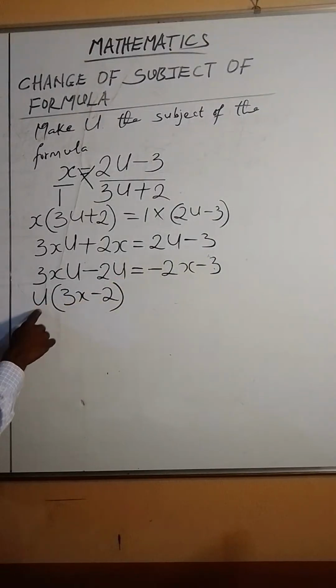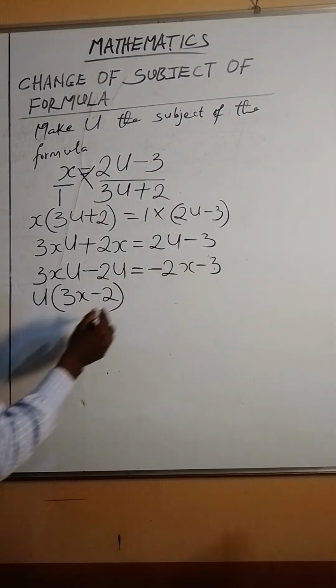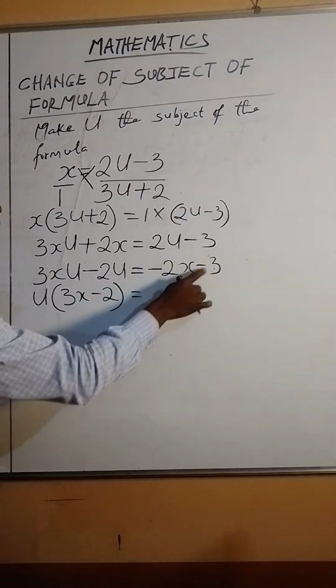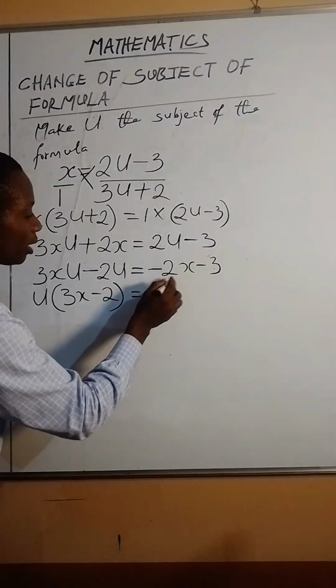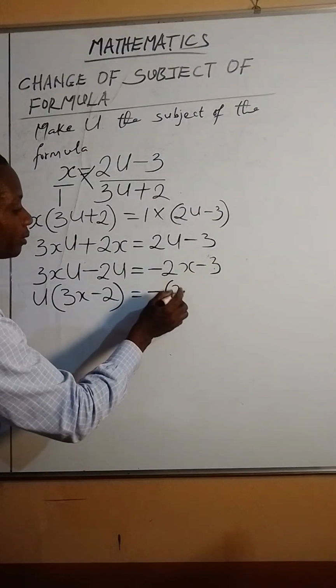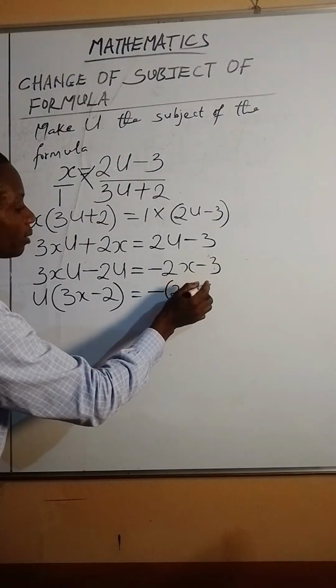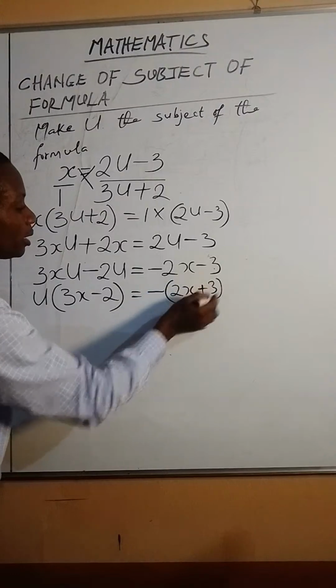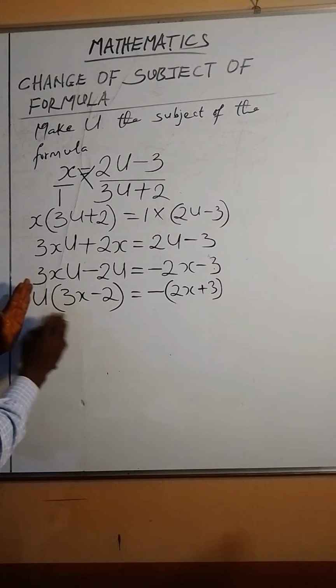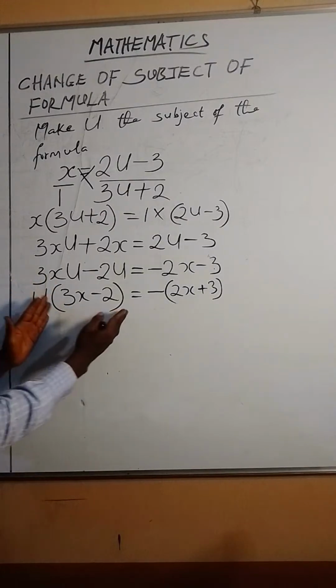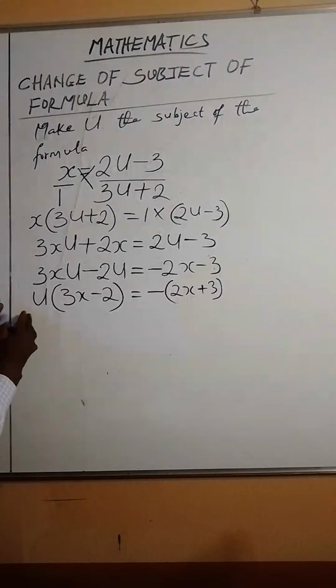U will cancel u, only minus 2 will be left inside the bracket. Then here we have minus. Okay, we can factorize out the minus and open the bracket, then write 2x plus 3. Since the minus is gone, you can see that we have been able to isolate u. U has been isolated from the bracket. This is no longer inside the bracket, it's now outside the bracket.